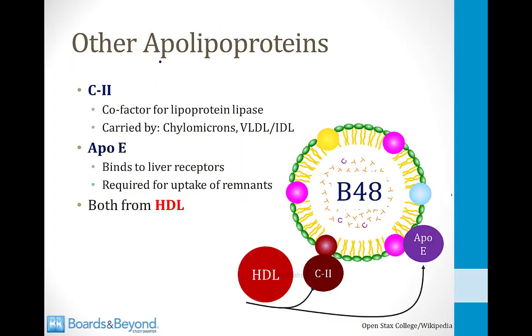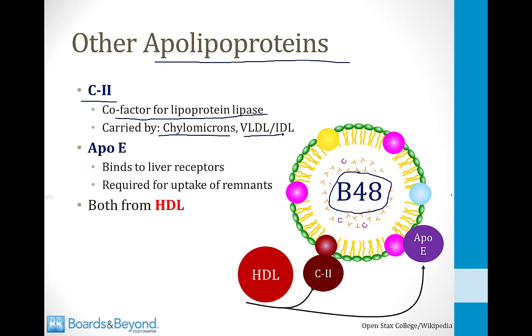This slide depicts the important apolipoproteins for chylomicrons. As we talked about before, B48 is necessary so that chylomicrons can be secreted from enterocytes. C2 is an important apolipoprotein because chylomicrons need it as a cofactor for lipoprotein lipase. It's found on chylomicrons and also on VLDL and IDL, which we'll talk about in a few slides.